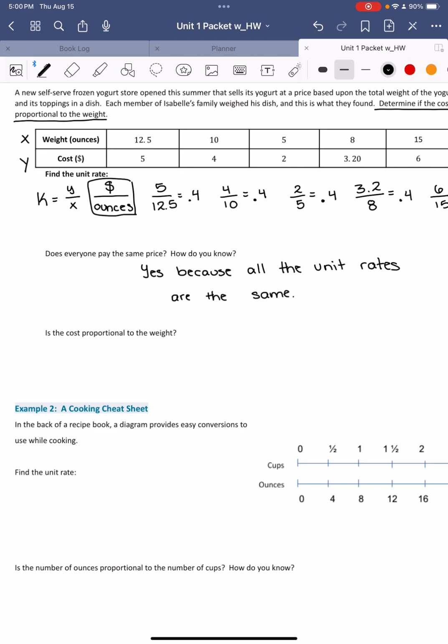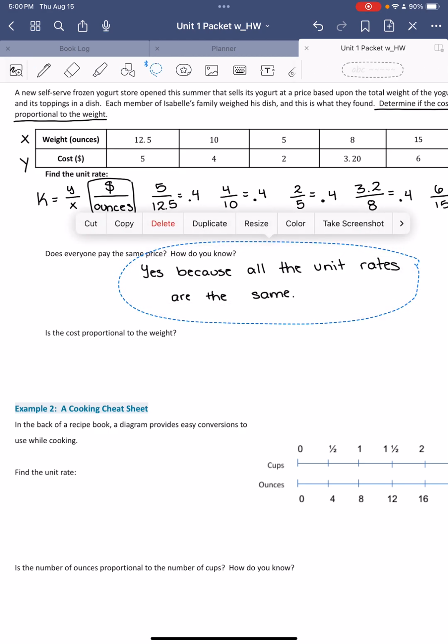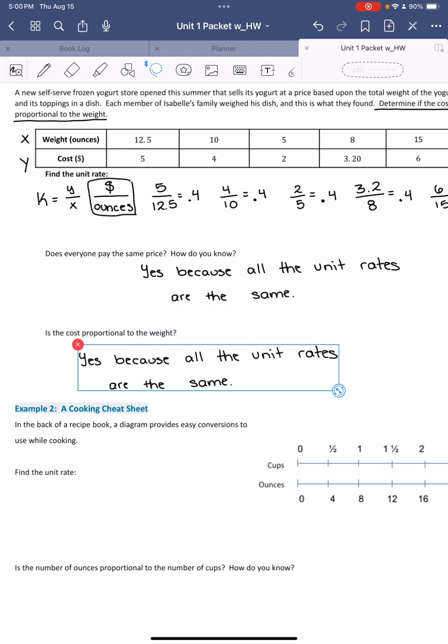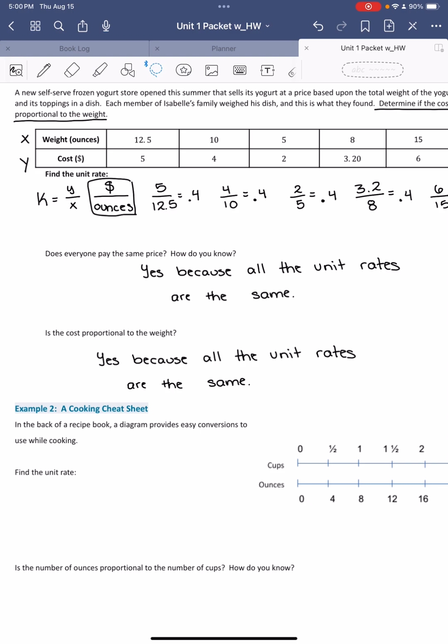And then it asks, is the cost proportional to the weight? Well, yes, and the reasoning is the exact same thing that we wrote above. Yes, because all of the unit rates are exactly the same. And when you're explaining in words if it is proportional or not, you need to have this reasoning here. All the unit rates are the same.